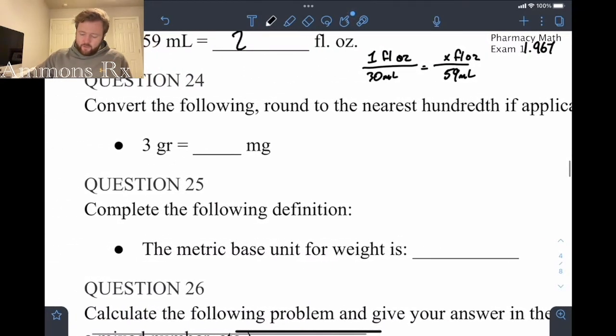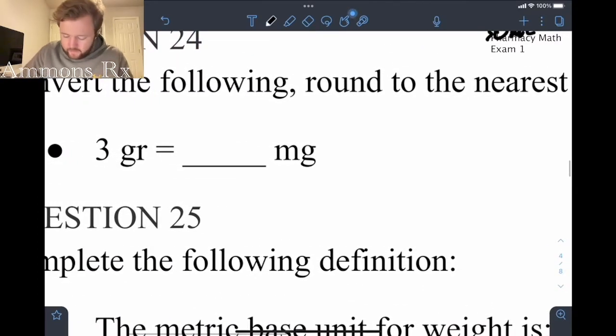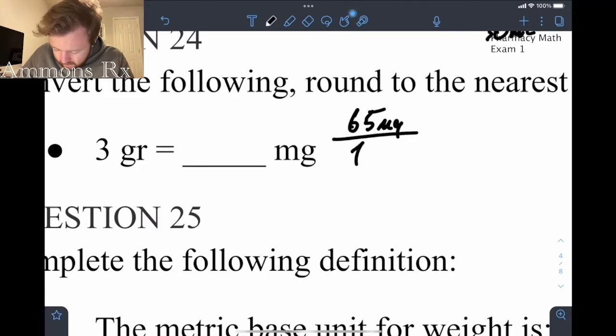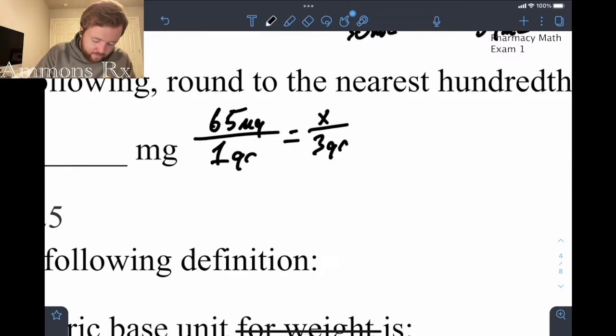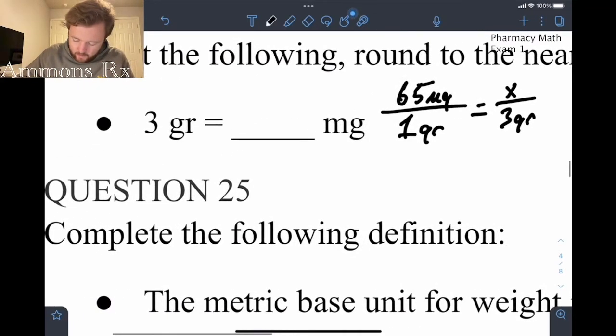Convert the following 3 grains to milligrams. Once again, 65 milligrams, 1 grain, and we have 3 grains. 65 times 3 is 195 milligrams.